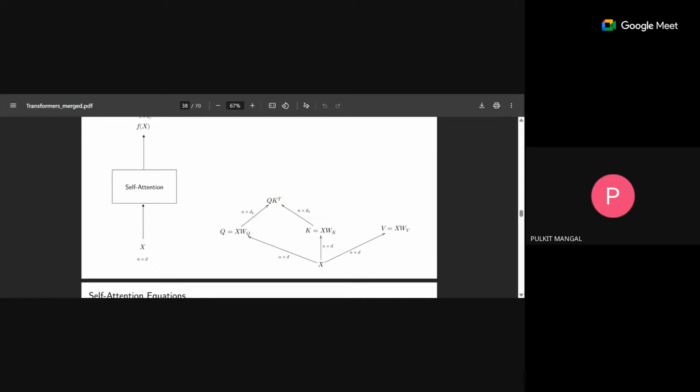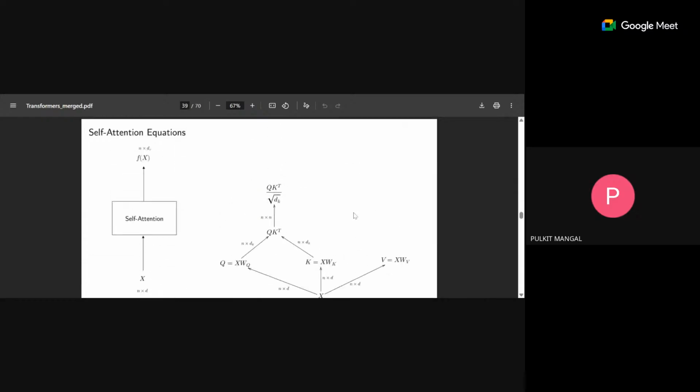That's why the output of XWQ will be n cross d times d cross dk, so the output will be n cross dk. Same, X is n cross d, WK is d cross dk, so the product will be an n cross dk matrix. When you do this computation of QK transpose, Q is n cross dk, K transpose will become dk cross n. So the output will be an n cross n matrix.